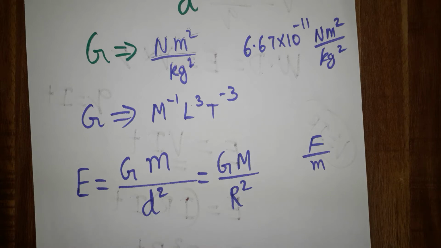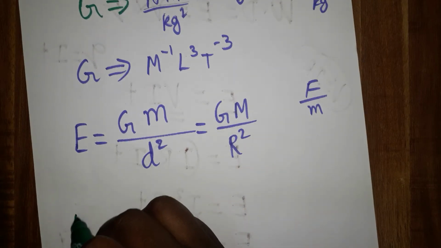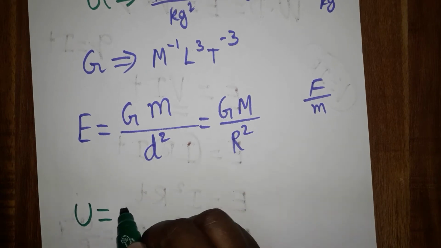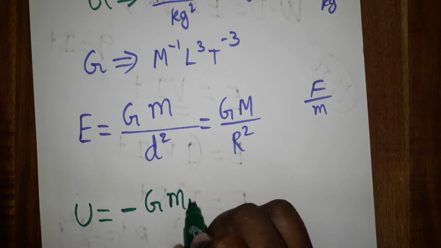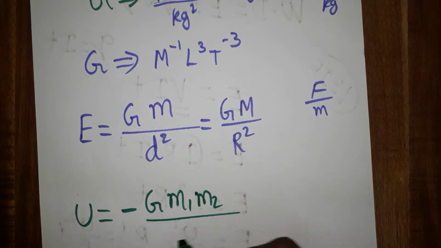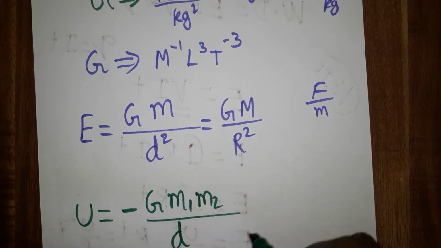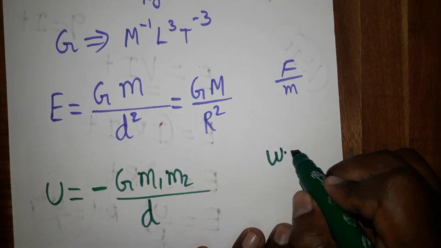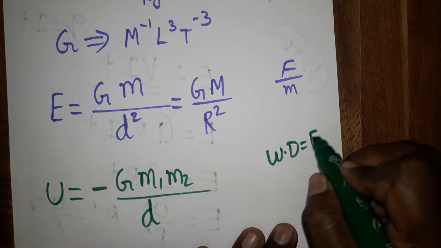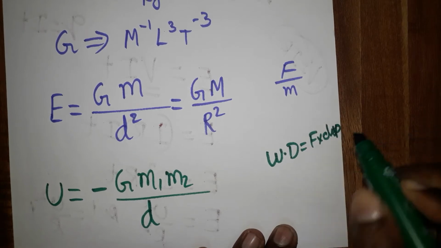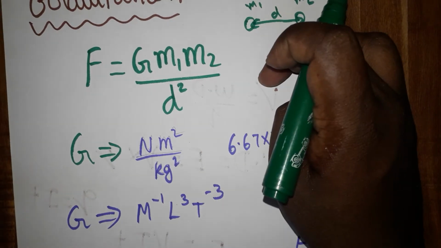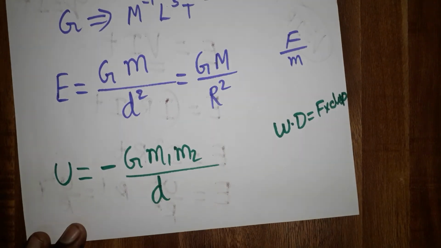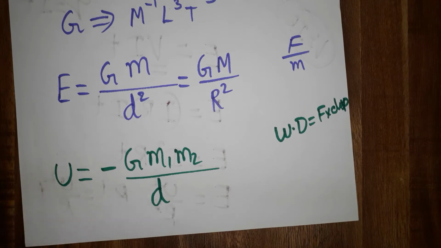Okay, the next one, gravitational potential energy. The energy unit is joules. It's going to be minus G times m1 m2 divided by d, or you can take it as r also. Work done is equal to energy, which is equal to force into displacement. So in this formula, if you take one displacement, the displacement square gets cancelled, and you will get this formula. This is a simple tip to memorize it.